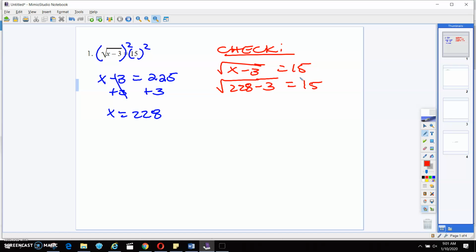On some of those problems, you had one answer that worked and one that didn't. Well, you don't put the one that doesn't work. You put the one that does. Does that make sense? And if they both didn't work, that's when you put no solution. So you just put the one that worked.